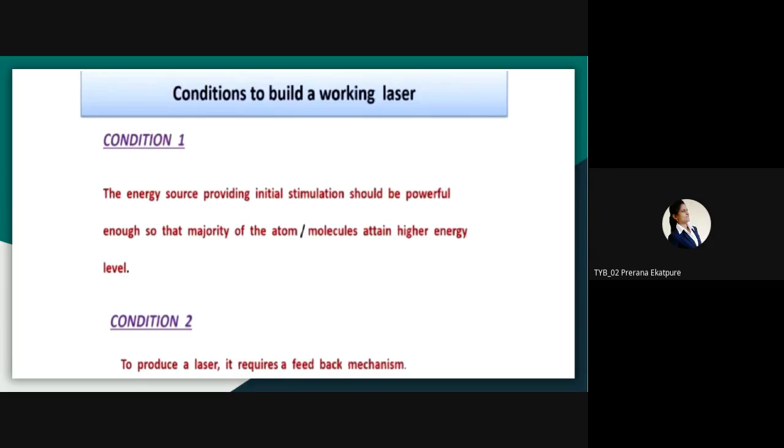Now the second condition is that to produce a working laser, it needs a feedback mechanism. I am going to explain this feedback mechanism in the next slide. So remember this condition also: to produce the laser, it requires a feedback mechanism.